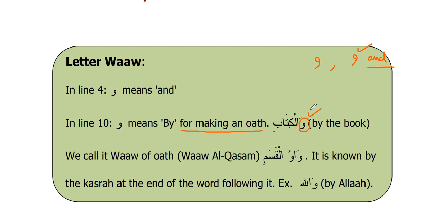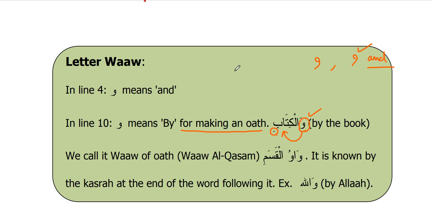How can you recognize? Whenever wow al qasam comes, you will check the noun following it, which will always have a kasra. So the noun after wow, if it has a kasra, then know that this is wow al qasam. This is the point of recognition for wow al qasam.